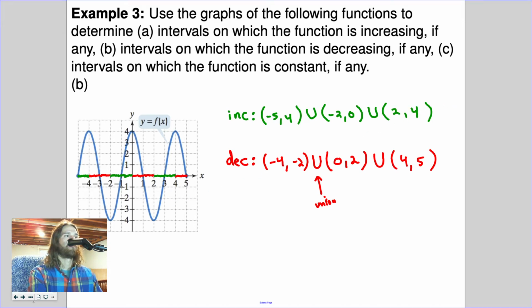Okay? And lastly, where are we constant? Are there any spots where it's flat? Nope. It's never constant. Always either increasing or decreasing. Never stays at one value.